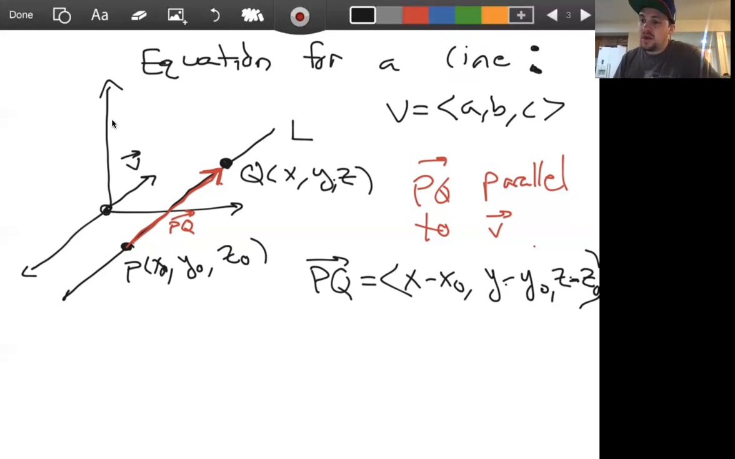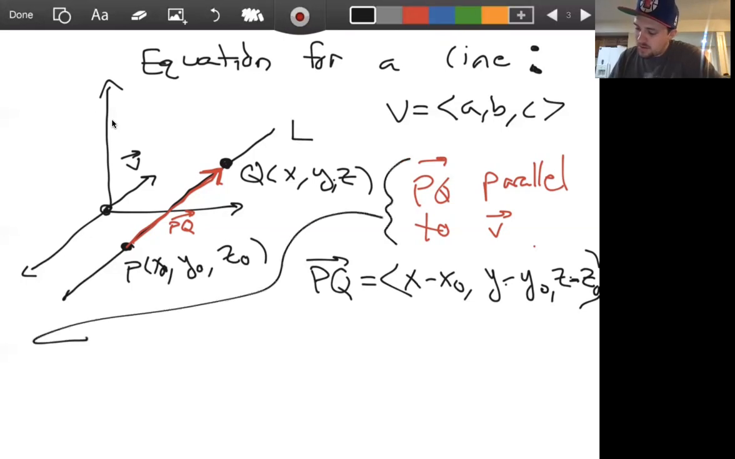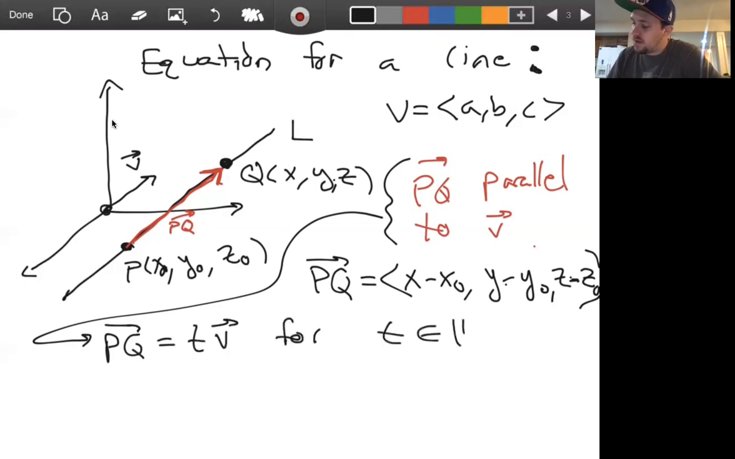And so how can we find PQ and V parallel? Or what does it mean for PQ to be parallel to V? It means there exists some constant, which we can call t, such that PQ is a scalar multiple of V. So that means PQ equals t times V for some scalar t.